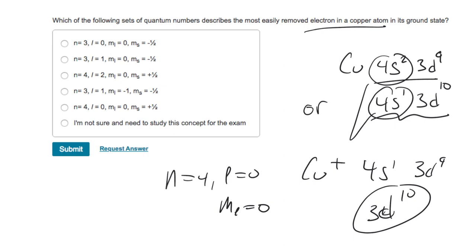And it wouldn't make any difference if it were plus a half or minus a half. So it looks like this would be the proper set of quantum numbers. So again, this one could be plus a half or minus a half, but wrong n value here, wrong l values here, wrong n. So that's what makes those ones incorrect.